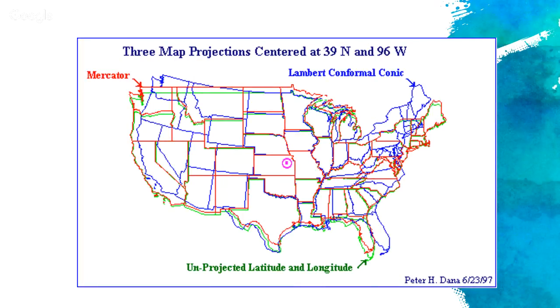So here we take Mercator, Lambert conformal conic, and then just latitude and longitude, a geographic coordinate system. Our anchor point is here in Kansas, that pink dot. And you can see how all three show the United States, the lower 48, how they're similar, but also really different in boundary lines. So again, it just depends what you're trying to do.